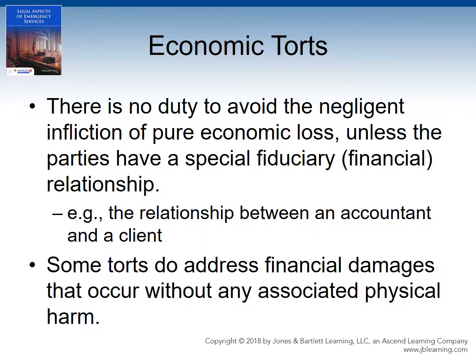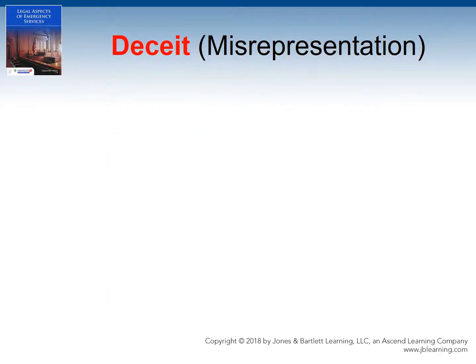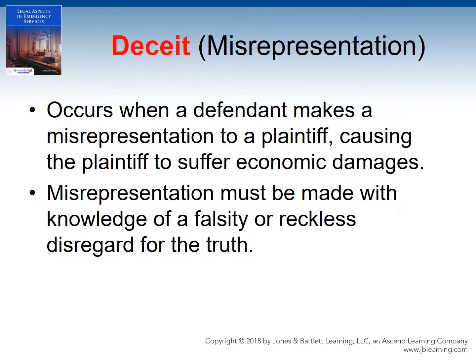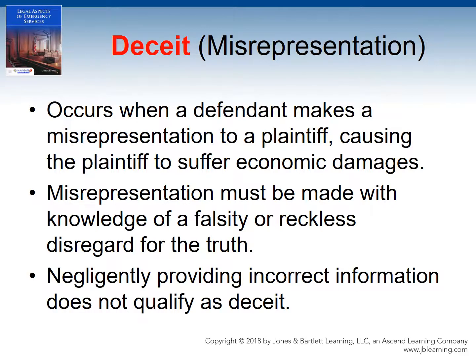With that being said, there are indeed some torts that address financial damages suffered without any associated physical harm. The first such tort is deceit or misrepresentation. This economic tort occurs when one person makes a misrepresentation to another, the other person relies upon that false information, and economic damages result. For deceit to occur, the misrepresentation must have been made by the defendant with knowledge as to the falsity of the information or with a reckless disregard of the truth. Given this mental state, negligently providing incorrect information does not qualify as deceit.